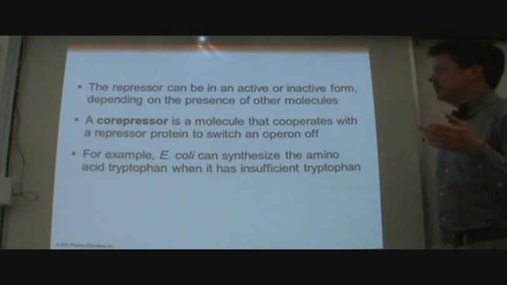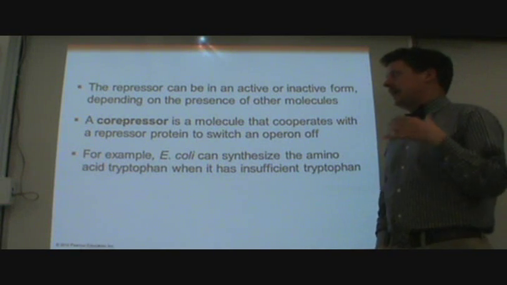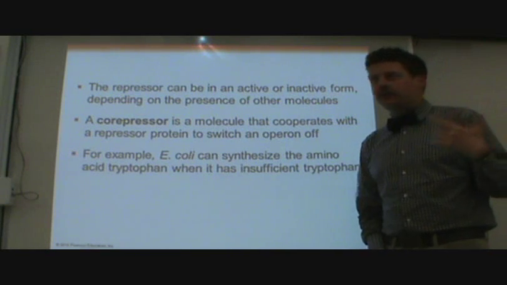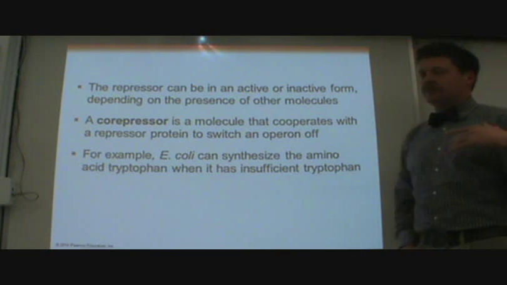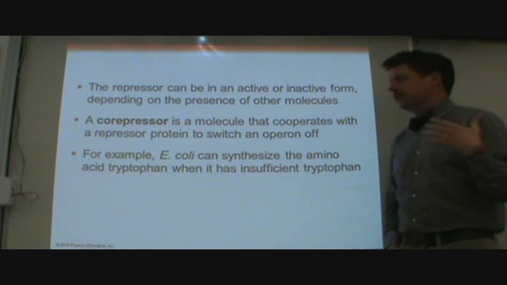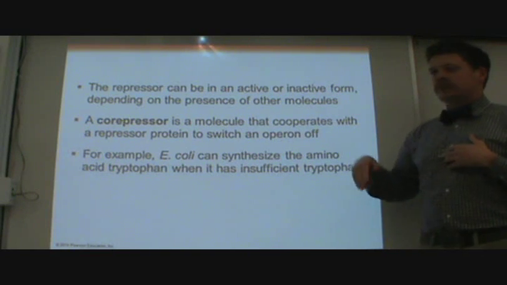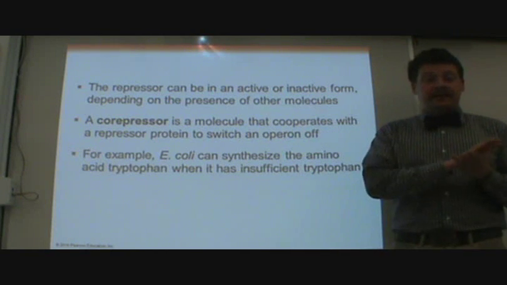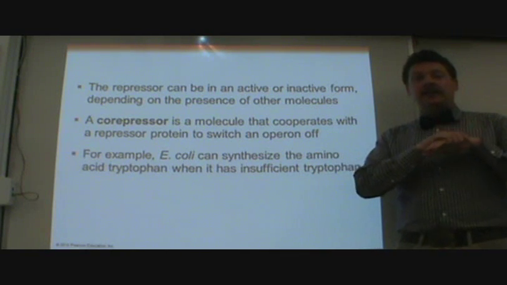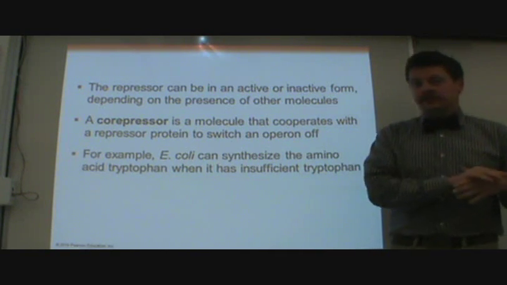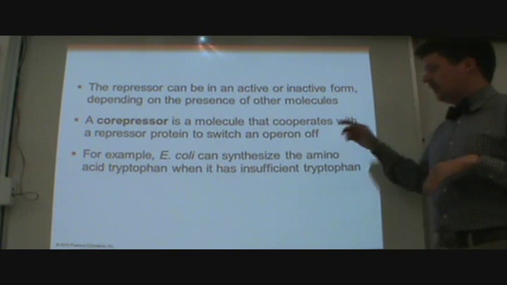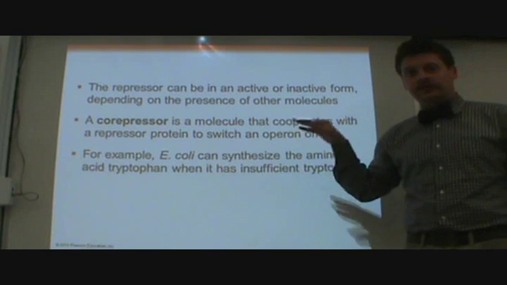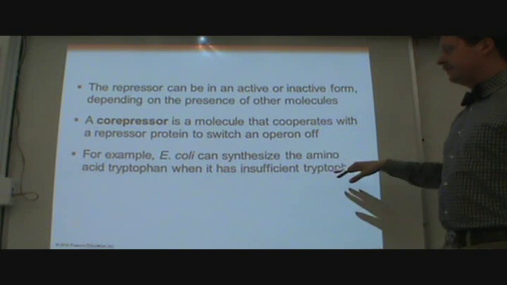That repressor can be either active or inactive as its default mode, depending on what molecules are around. There are what's called co-repressors, which are molecules that bind to that repressor and act with the repressor to turn an operon off, because the repressors only turn off operons.